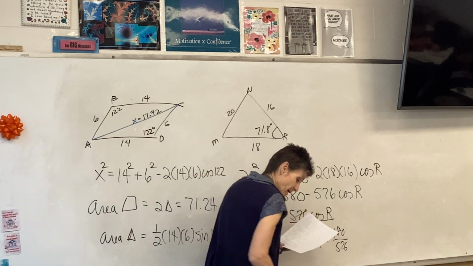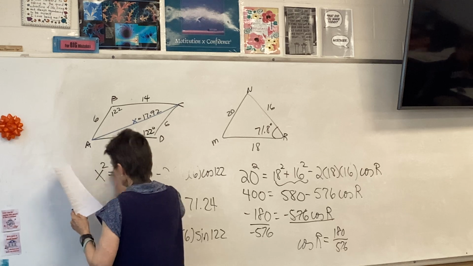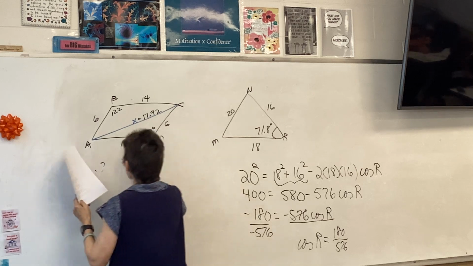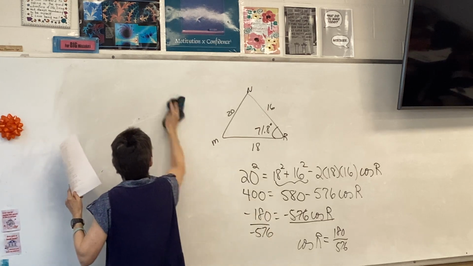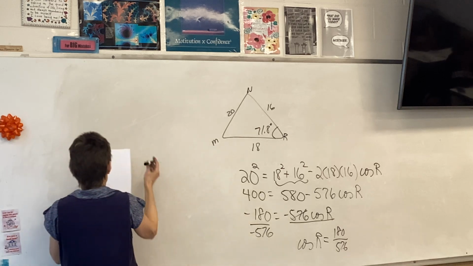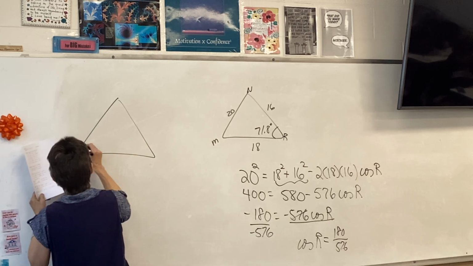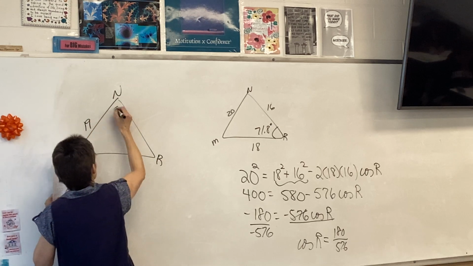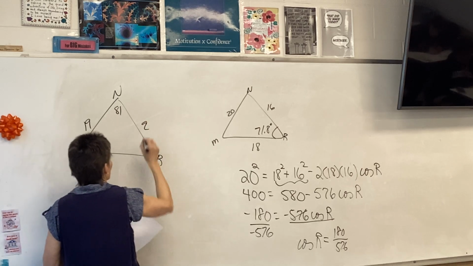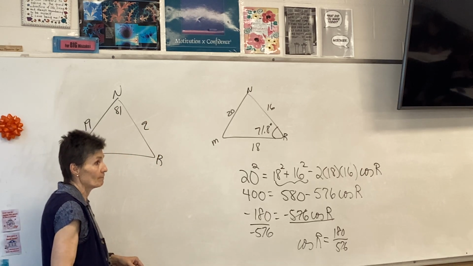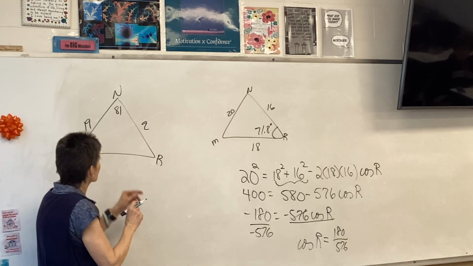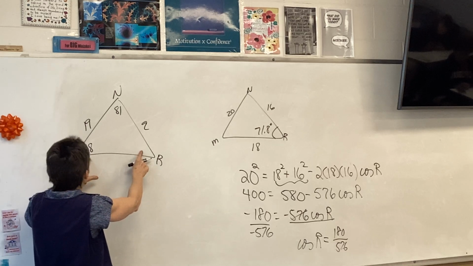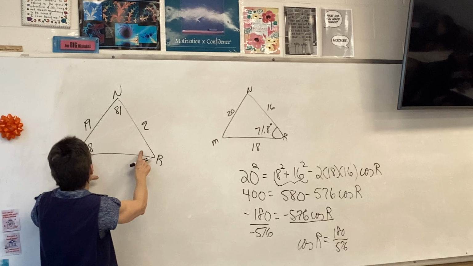All right, one more on this page. We have triangle QRN, and we have to find side Q. Q is 48, R is 19, and N is 81. This is definitely going to be a law of sines, because since I know these two angles, I can find this one. It would be 51 degrees.